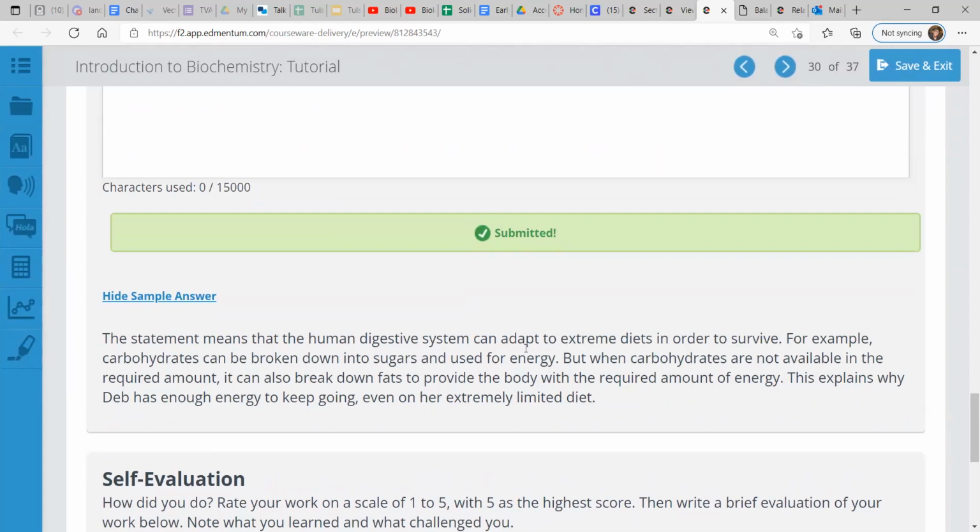The statement means that the human digestive system can adapt to extreme diets in order to survive. Carbs can be broken down into sugars and used for energy, but when carbs are not available in the body, it can also break down fats to provide the body with the required amount of energy. This explains why Deb has enough energy to keep going, even on her extremely limited diet.